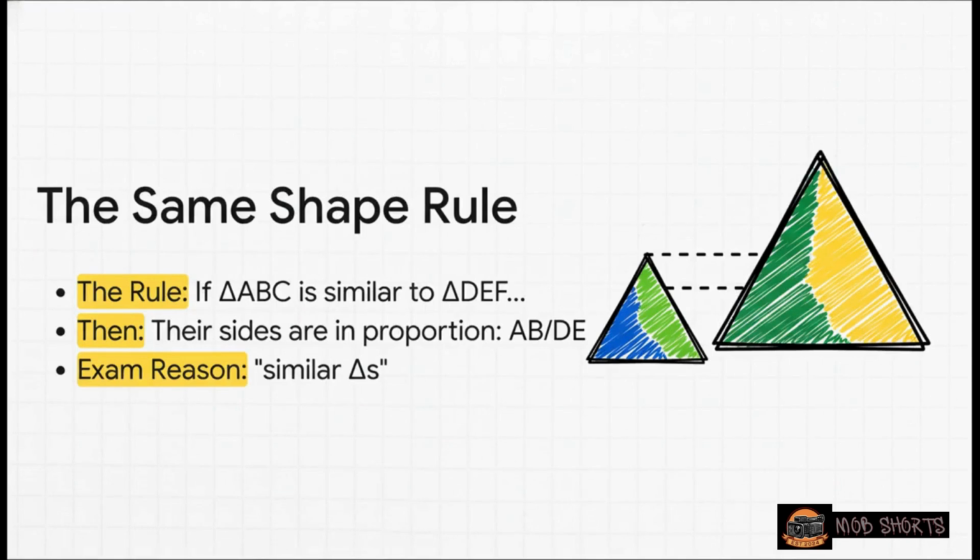And if two triangles are similar, then their corresponding sides have to be in proportion. Look at the structure here. The ratio of side AB to DE is equal to the ratio of BC to EF, and that's equal to the ratio of AC to DF. The reason you'd write in an exam is simply similar triangles or equiangular triangles.